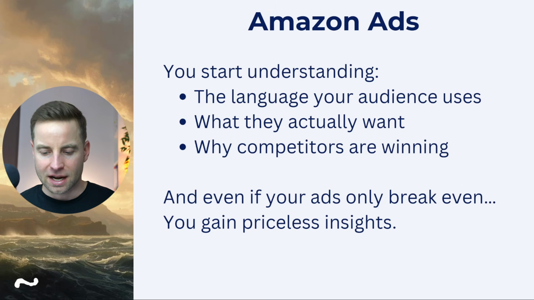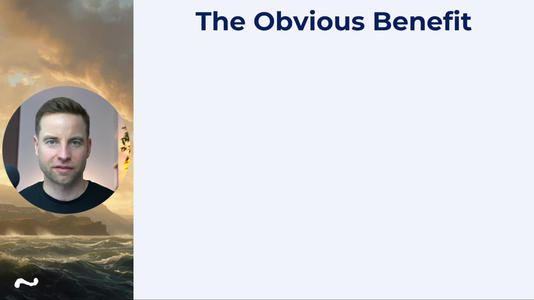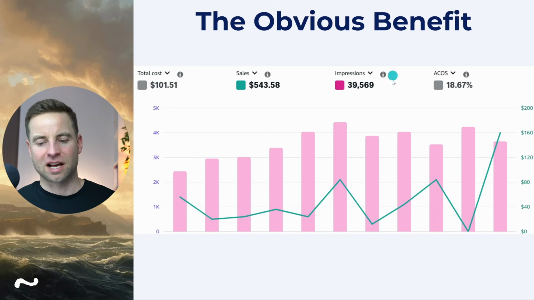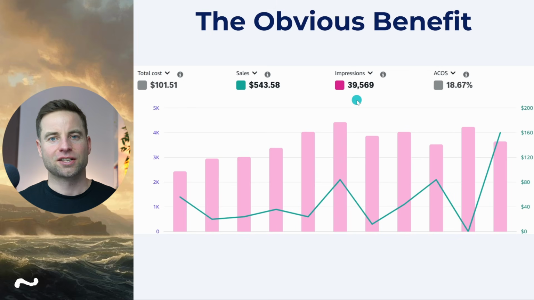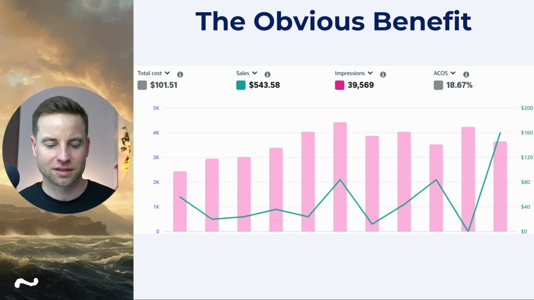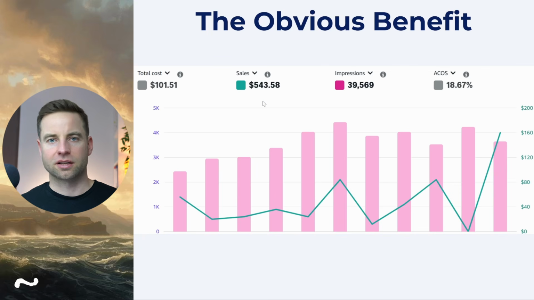So even if your ads are breaking even, you will gain priceless insights. And the obvious benefit and the goal of running ads is generating profitable sales. This is an example from one of the campaigns, and within a few days, this campaign generated 40,000 impressions. So this book was seen by potential customers 40,000 times. In this case, the author spent $100 on Amazon ads to generate over $500 worth of sales. If we calculate the final royalty, they generated a great total profit.